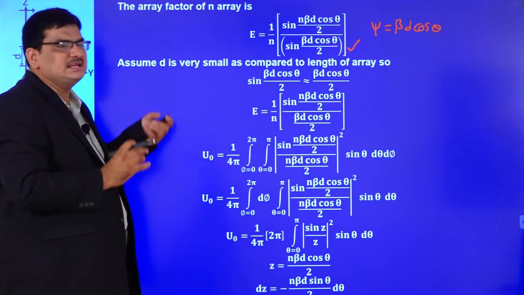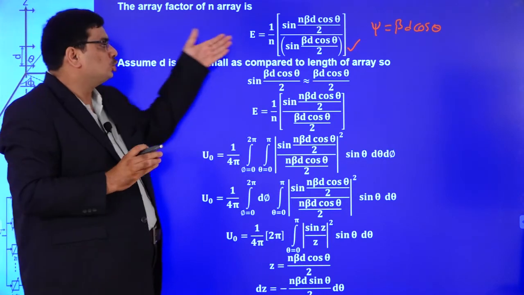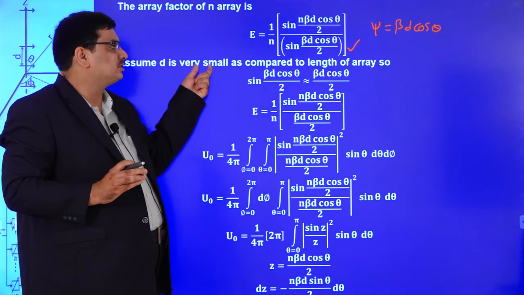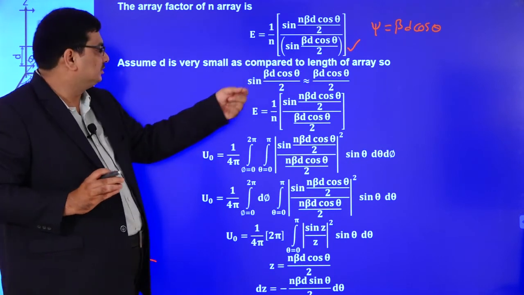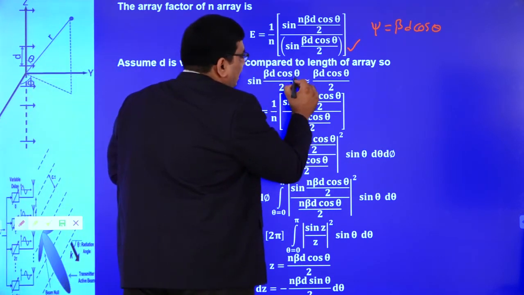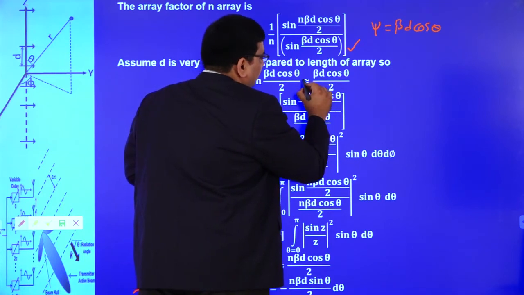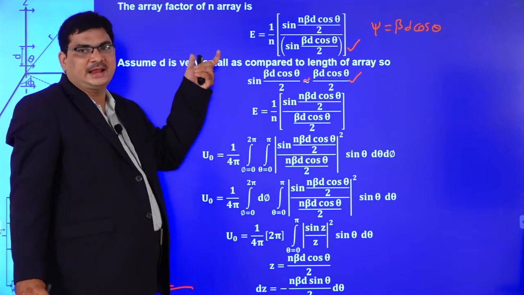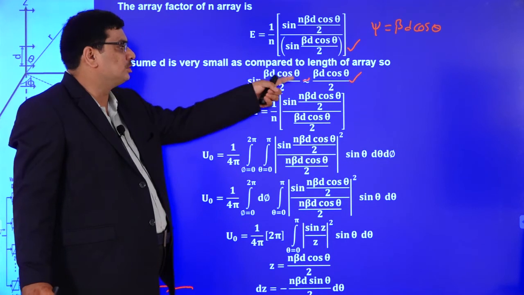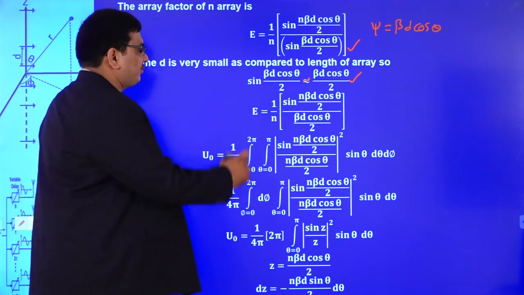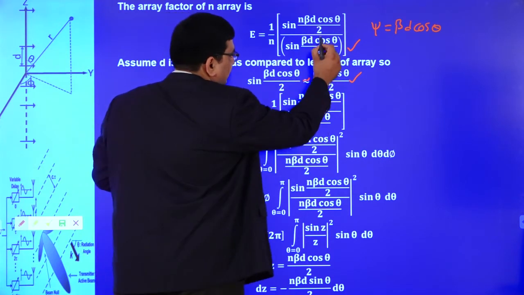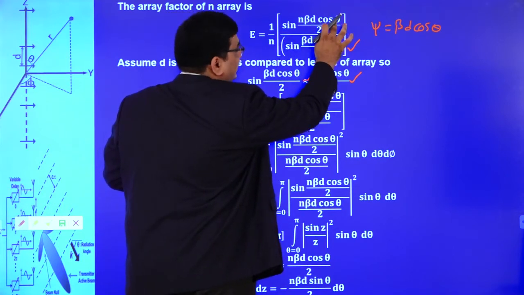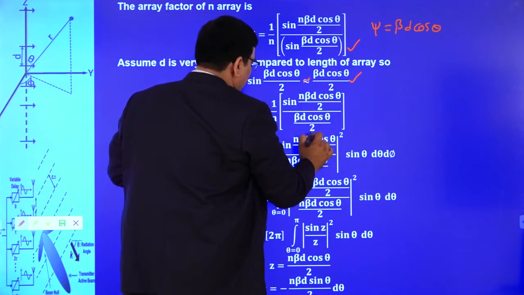As d is very small compared with the total length of your array, suppose your spacing is very small compared with the total length of the array, that is nd, then we can say that sin(beta d cos theta by 2) is approximately equal to beta d cos theta by 2. So this is for small-length array antennas. If you substitute this expression in this equation, then it becomes E is equal to 1 by n into sin(n beta d cos theta by 2) by (n beta d cos theta by 2).